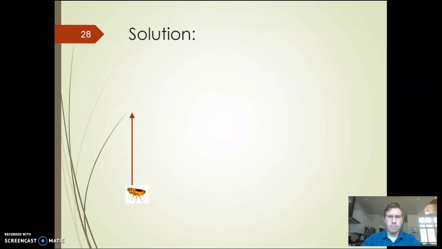Well, it's going to jump up. It will reach 0 velocity at its maximum height, the moment that it stops just before coming back down, and then it'll return back to its original position. Now let's label our variables.